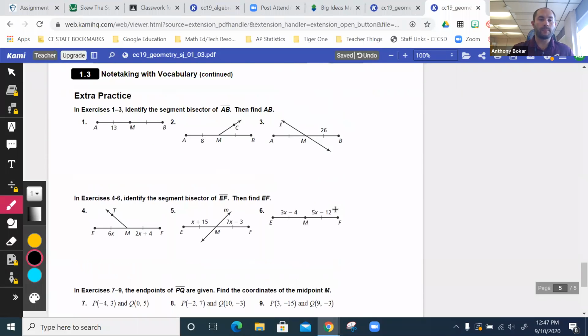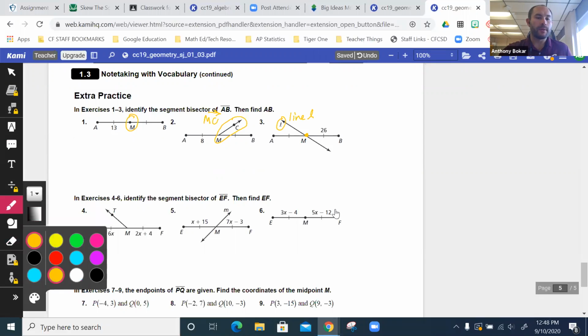Okay, so identify the segment bisector of AB, then find AB. So for this one, this is the segment bisector. That's the midpoint M. This is the segment bisector, which is ray MC. We write it like this, ray MC, and then this one is line L because it passes through the midpoint right here. This is a segment bisector. Let's try to find the length of AB on, let's say, the third one there.